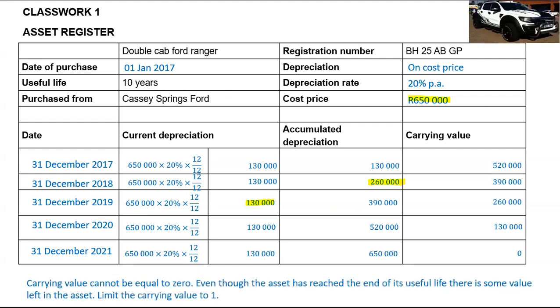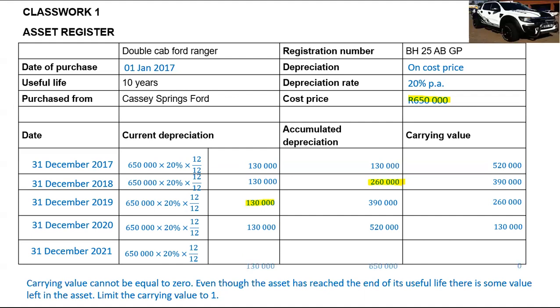So I can't do this. So I'll have to recalculate this. You will need to limit your depreciation to last year's carrying value minus one. So basically, the carrying value you had at the beginning of the year, you just take it minus one and you limit your depreciation to that value. So I'm going to take my current year depreciation, which is 130,000, and scrap it. And I'm going to look at last year's carrying value. And last year's carrying value was 130,000.